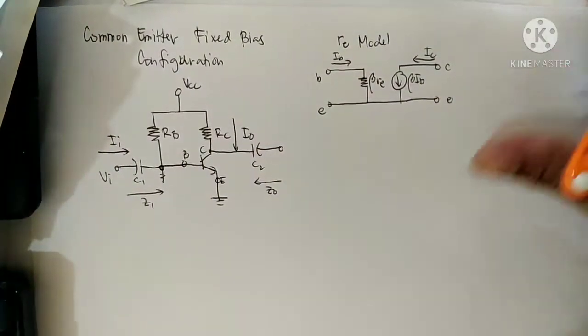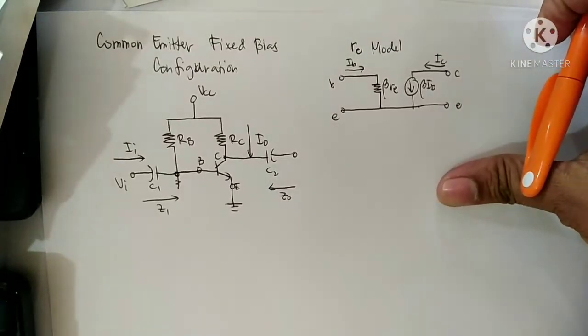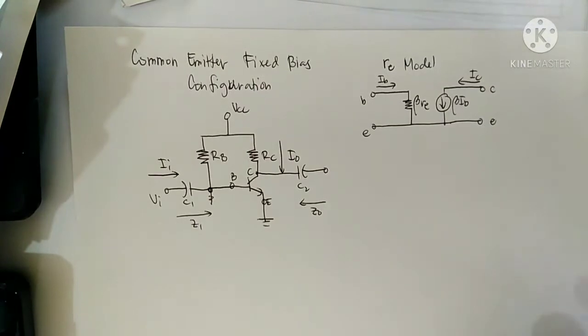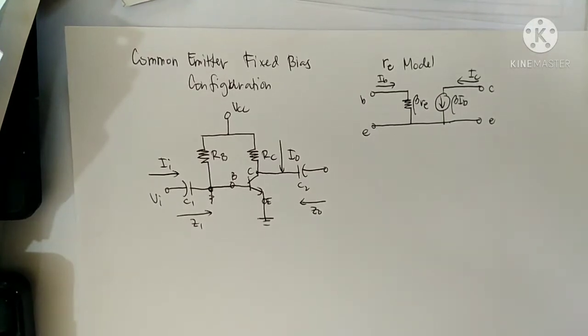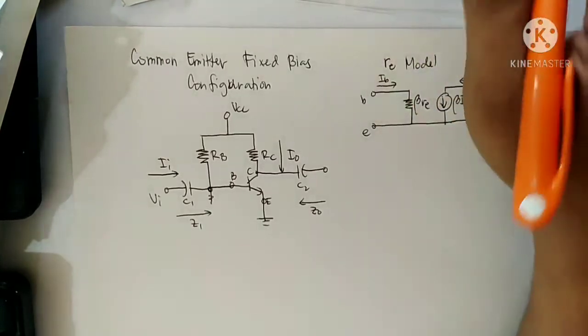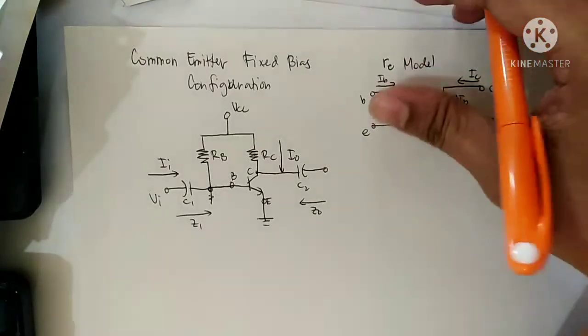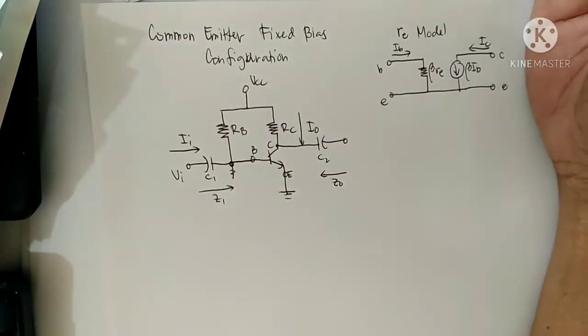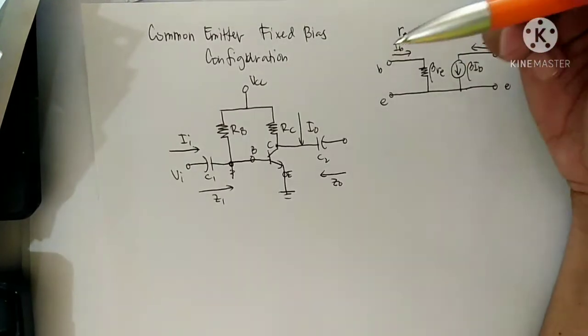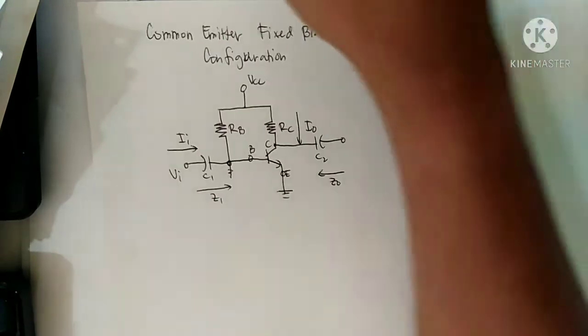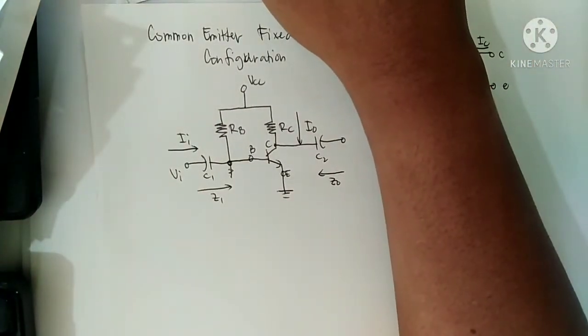Okay, we're going to discuss the fixed bias configuration in AC analysis. We've shown that you've watched the videos on the re model as well as the introduction of the BJT AC analysis. So I assume you have watched those, and this will be the first topic of the AC analysis of fixed bias configuration.